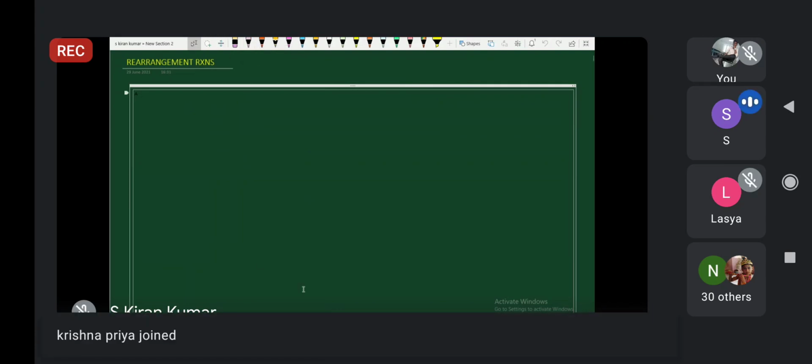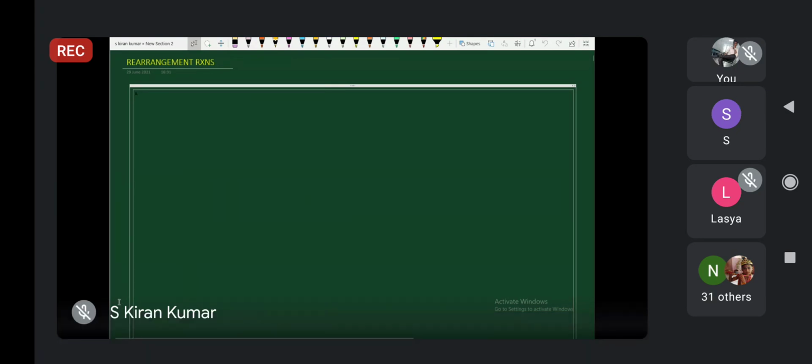Rearrangement reactions. One more rearrangement reaction. In the previous class, different rearrangement reactions were explained. Xylene rearrangement was in our previous class. The orthoxylene or paraxylene with HF and Lewis acid rearranges to metaxylene. Why metaxylene, sir? Metaxylene is thermodynamically stable. Yes or no?